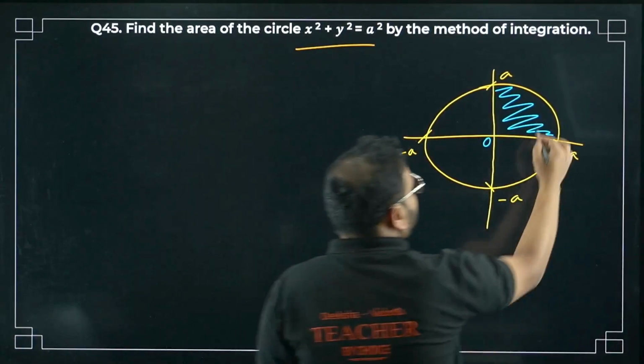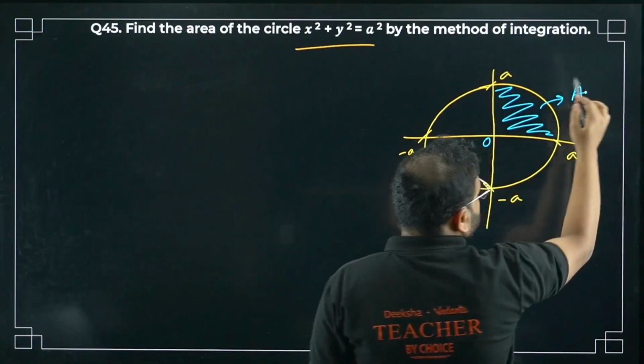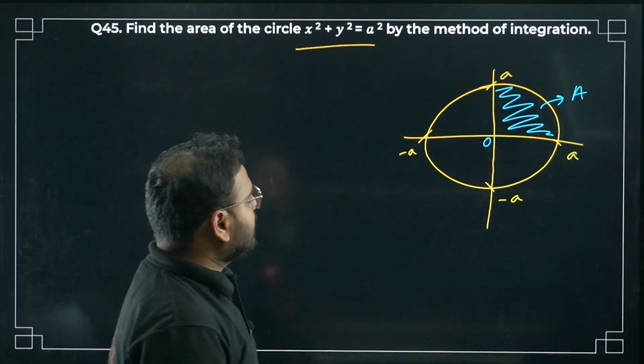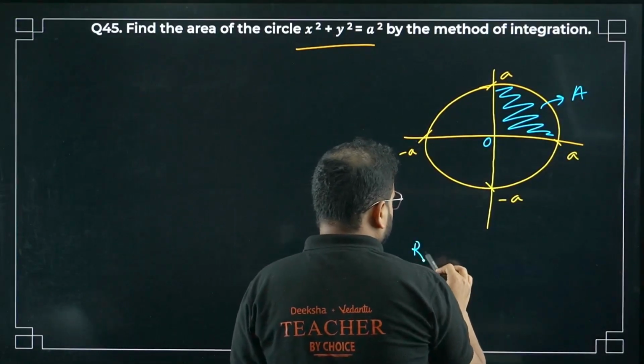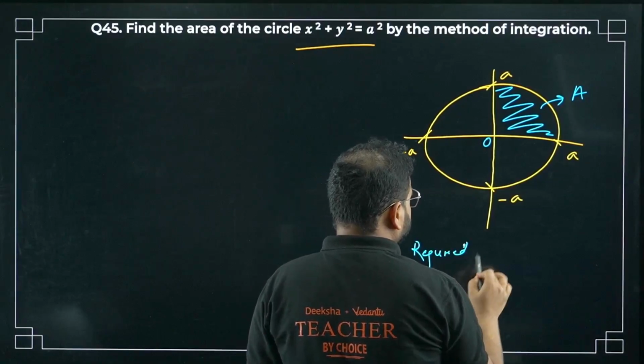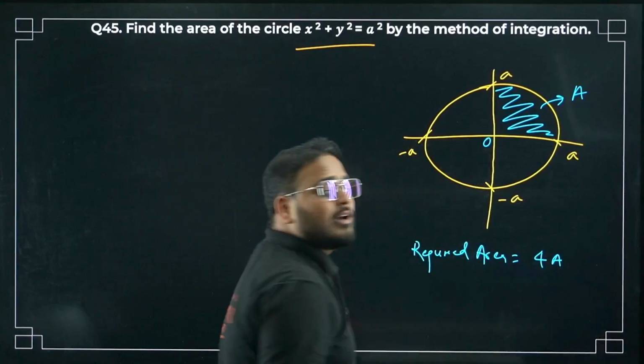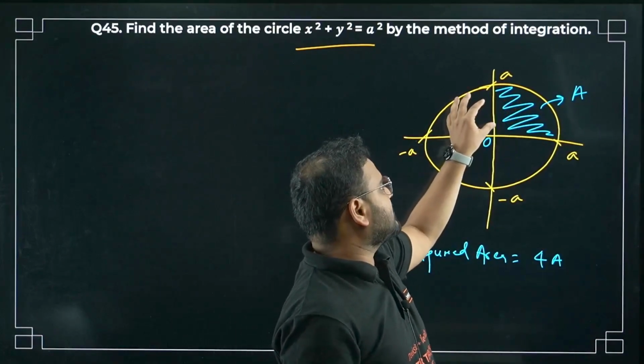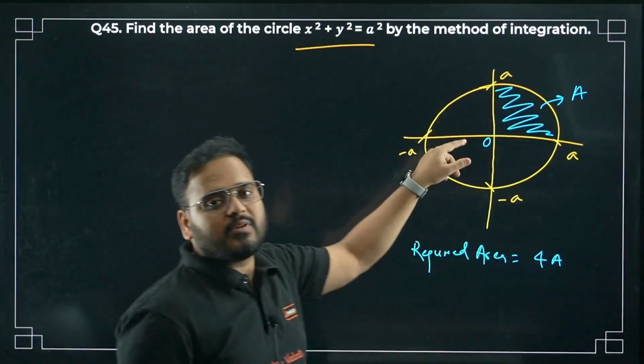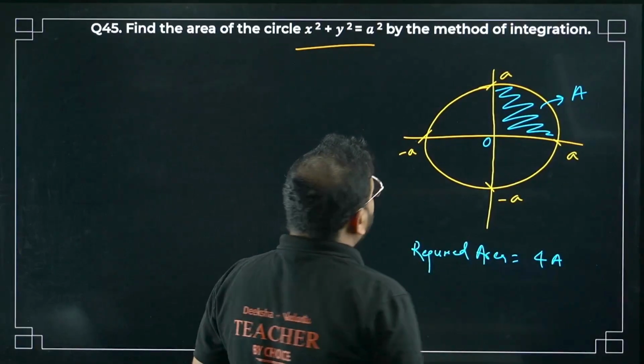So if I take this area to be, let's say, this capital A, my required area would be 4 times of A. 4 times of A, because symmetric, this part plus this part plus this part plus this part. So 4 times of the A only. Okay. So what I get now, please find the A value.